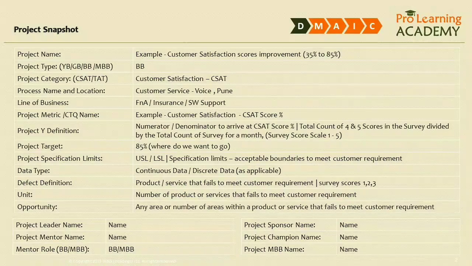Okay, now let's move on to another aspect of your project where you name your project leader, your project mentor. Your project mentor would be your black belt, and the mentor role, whether he is a black belt, a green belt, or a master black belt, and so on. Your project sponsor, again an important part, your project sponsor's name, your project champion's name, and your project master black belt's name there. So that's your project snapshot.